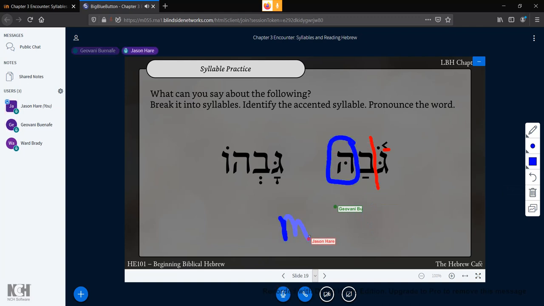This one has a dot in it. That dot is called mapik. Mapik turns hay into a consonant. So yeah, it's closed. You have a short vowel. So it's unaccented, and it's a short vowel, according to the rule, right? Because this is a consonant. Because normally when hay is on the end of a word, it represents a vowel, right? But that dot inside of it is telling you this isn't a vowel, it's a consonant.